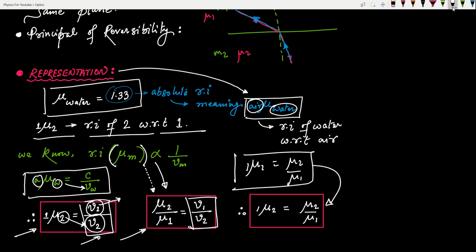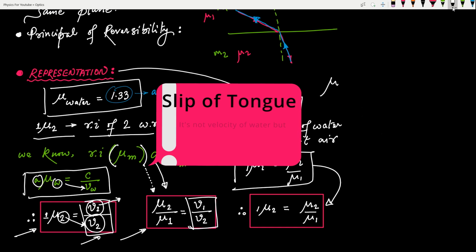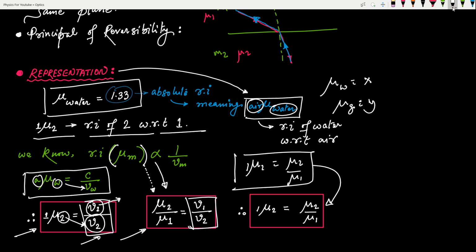So if they give you in the question that the refractive index of water is something, suppose x, and of glass is suppose y. Now I haven't written anything on the left hand side, therefore it means that it is comparing with respect to air, isn't it? So this is the concept. Therefore mu w is equal to x and mu g is equal to y is given. Now they tell you to find out what will be the refractive index of glass with respect to water. How to find out that? It's very simple. This can be found out very easily, that is mu g divided by mu w.